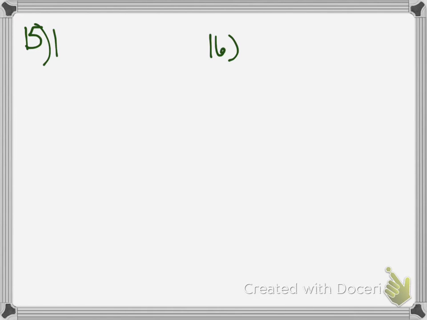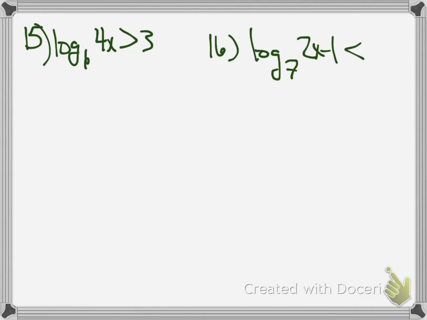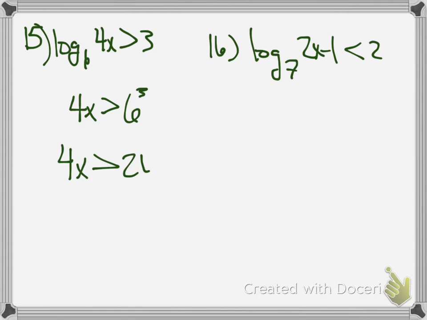Alright, so 15 and 16, I'm putting them together here on the same page. It's important when you have a less than or a greater than. When it's greater than, you're just going to write the x on the left side. So 4x greater than 6 to the third power. 6 to the third power is 216, so then all you'd have to do is figure that out and divide by 4 and you got your answer. If I had like 4x plus 3, you would have subtracted and then divided.